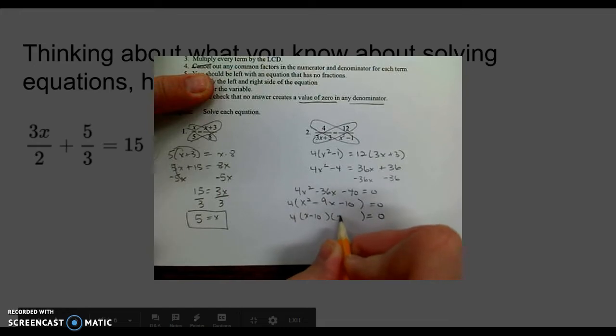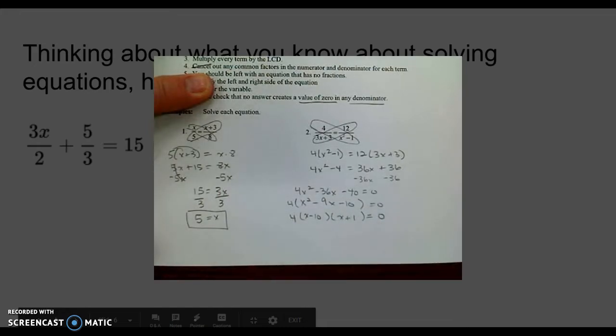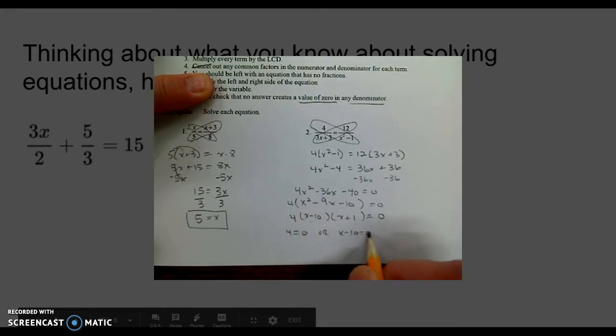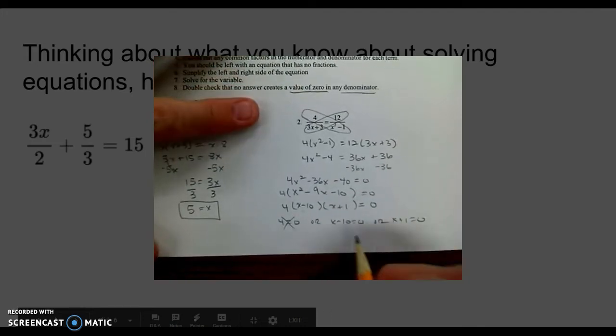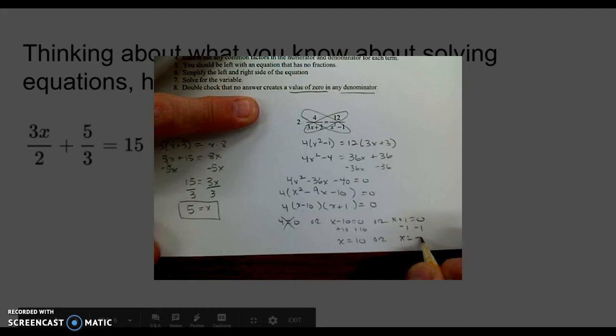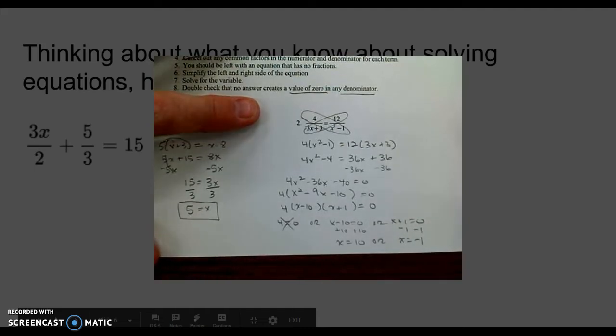That's x minus 10, x plus 1. So now 3 factors all equal to 0. So 4 equals 0, or x minus 10 equals 0, or x plus 1 equals 0. Well, 4 equals 0 is nonsense, so we're going to ignore it. But we can solve these two equations, and I get x equals 10, or x equals negative 1. Double checking.